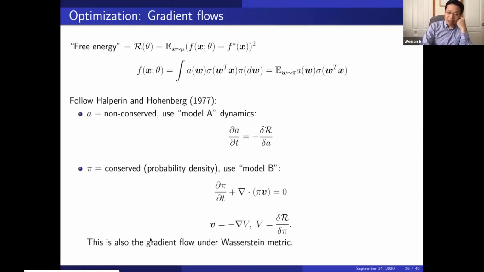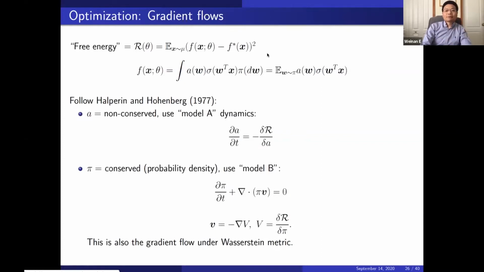Now how do you optimize? If we just think about supervised learning, we optimize this kind of functional, which is called population risk in machine learning. This is our ultimate goal. We want to choose the optimal parameter theta so that this error is minimized. So how do we define gradient flows, or different versions of gradient flows, for that task?